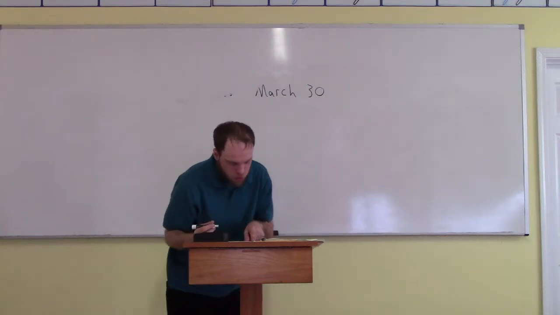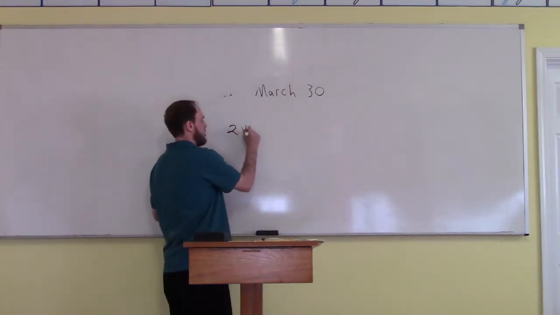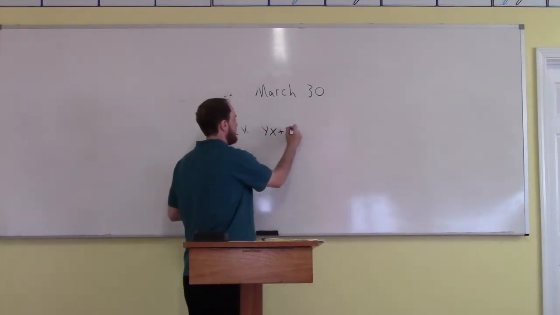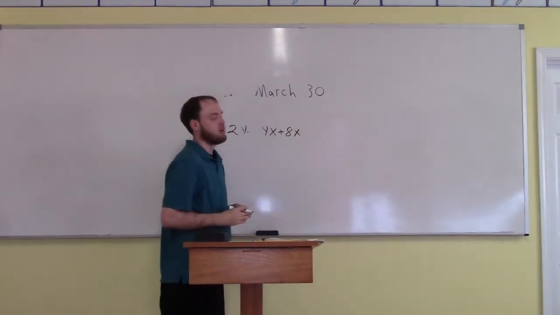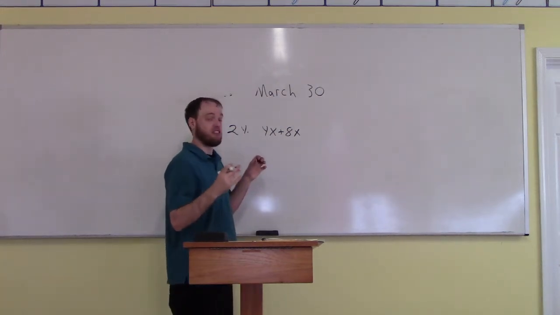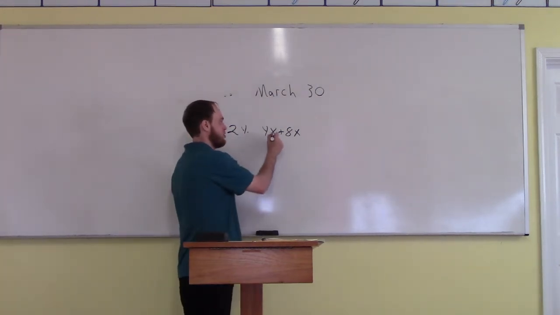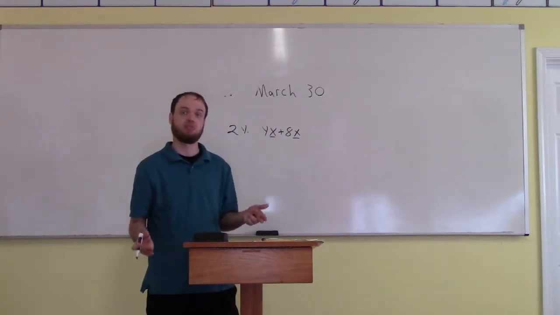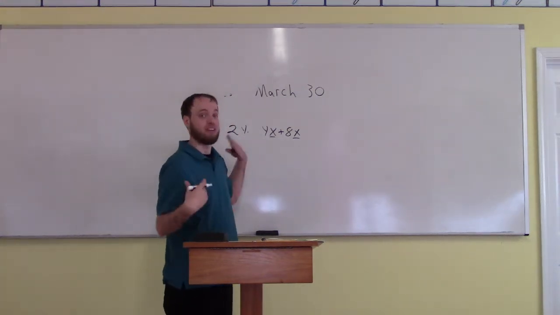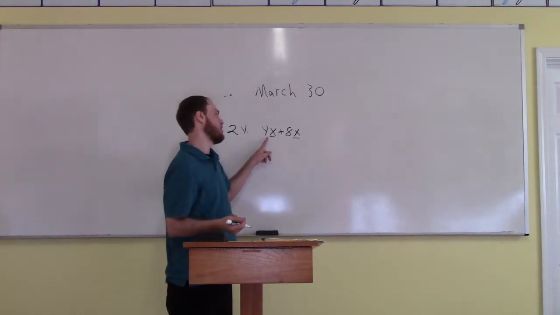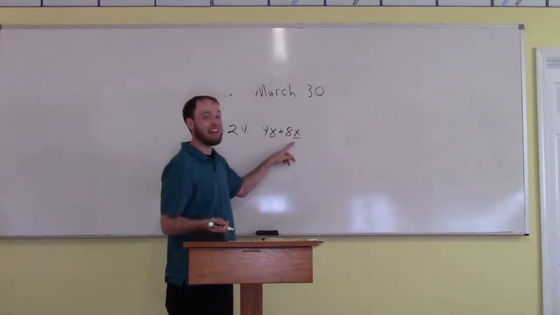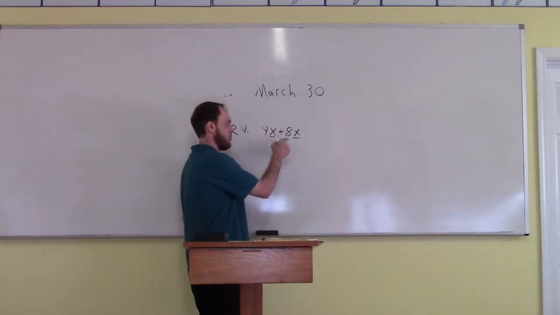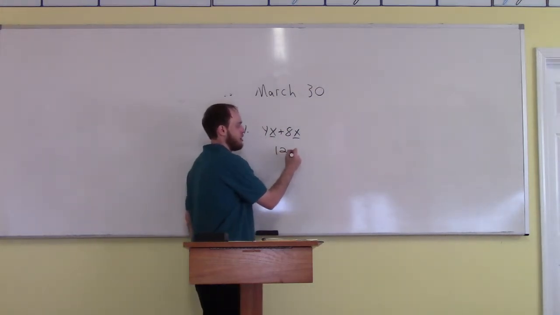So 24 says 4x plus 8x. Again, you're looking to see if they're the same object, the same variable. You have x's and you have x's, which means they're like terms, so we can combine them. You take the 4 x's and add them to 8 x's. How many x's do you have? You do 4 plus 8, and that tells us you have 12 x's.